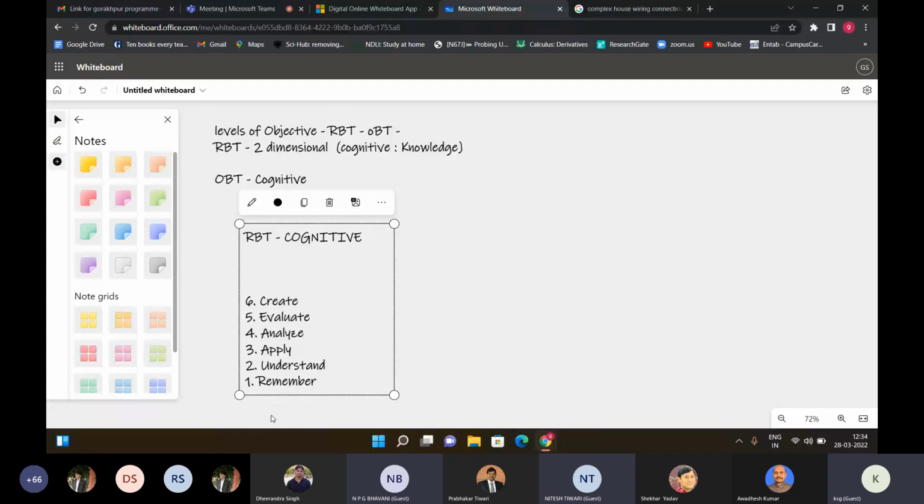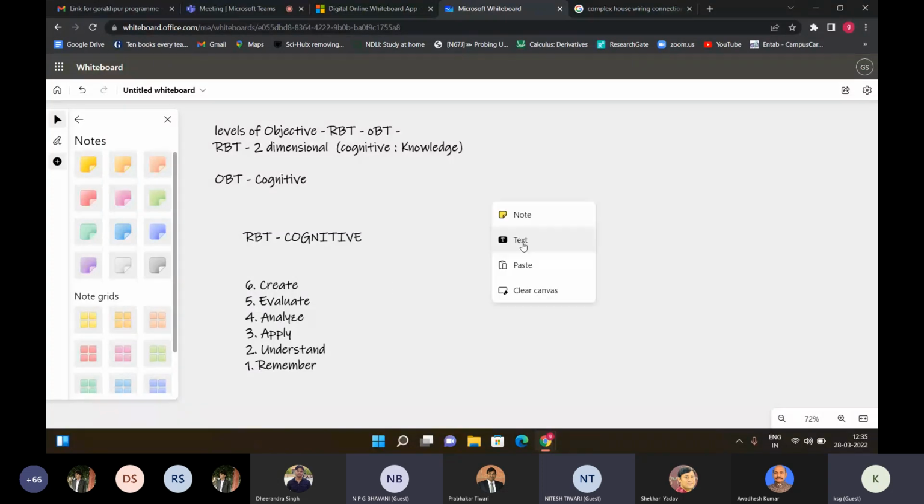In the revised Bloom's taxonomy, the cognitive dimension has 6 levels. It starts with the remember level and goes up to the create level. Many of you should know this, and sometimes some institutes state these as K1, K2, K3, and so on.